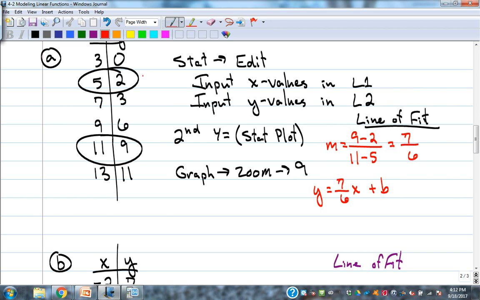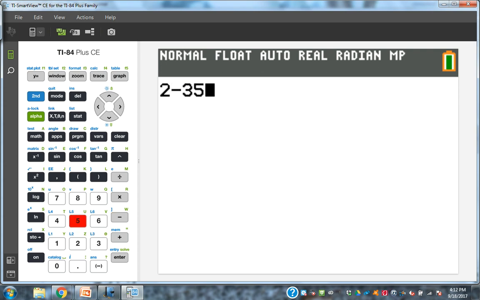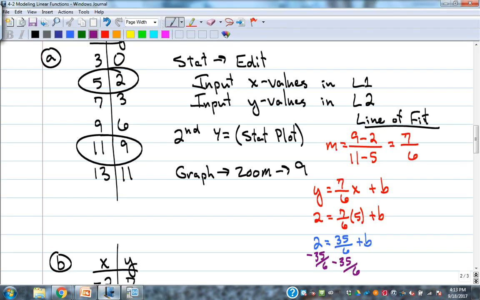So I would plug in 5,2 since it looks easier than 11,9. So I'm going to use it. 2 equals 7 over 6 times 5 plus B. Okay, so that's going to give me 2 is equal to 35 over 6 plus B. I would subtract 35 over 6. 2 minus 35 over 6. Math, enter. Just get it as a fraction. Negative 23 over 6. So B is negative 23 over 6.